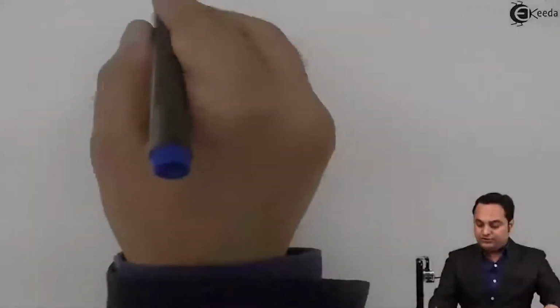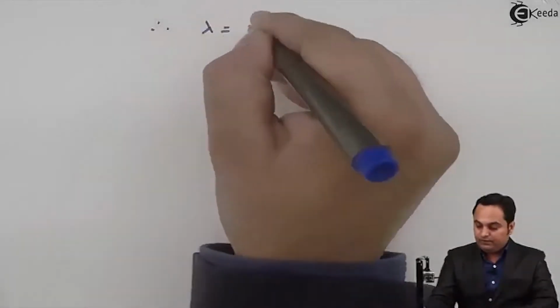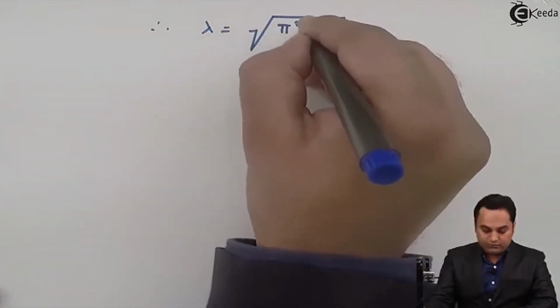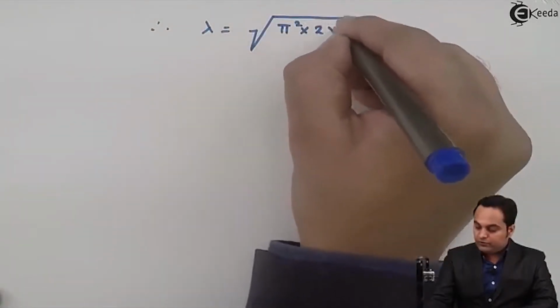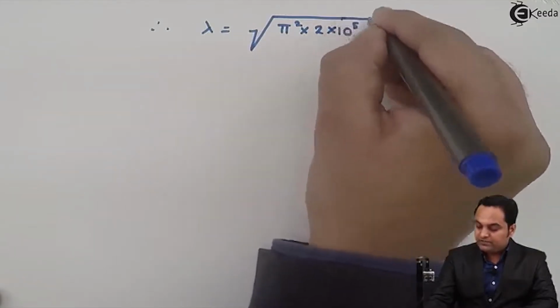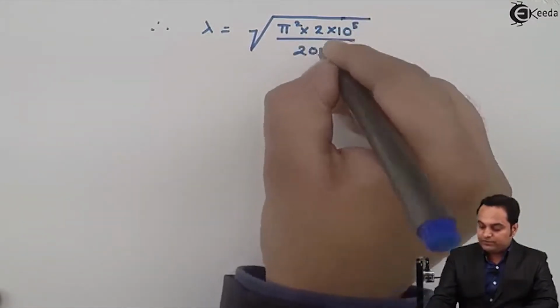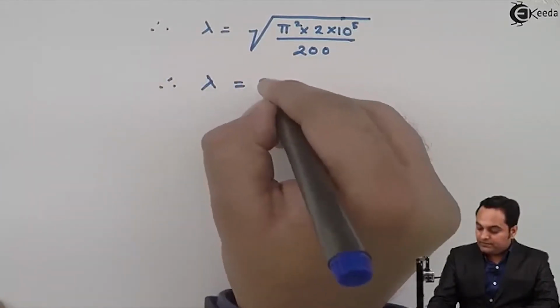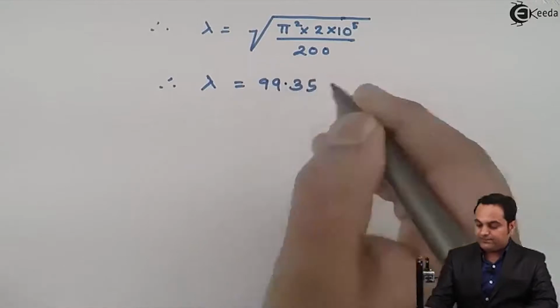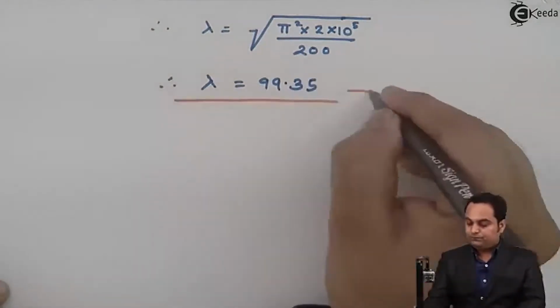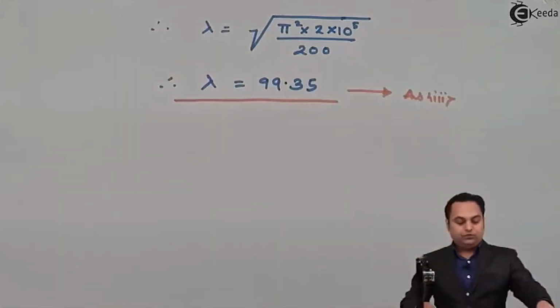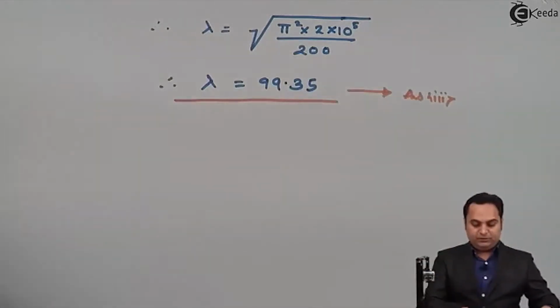So putting the values here, lambda is equal to root of pi square into capital E, which is 2 into 10 raised to 5, divided by sigma c, which is given as 200. So here I'll get the answer as 99.35. So this is the third answer. So here we have completed this problem.